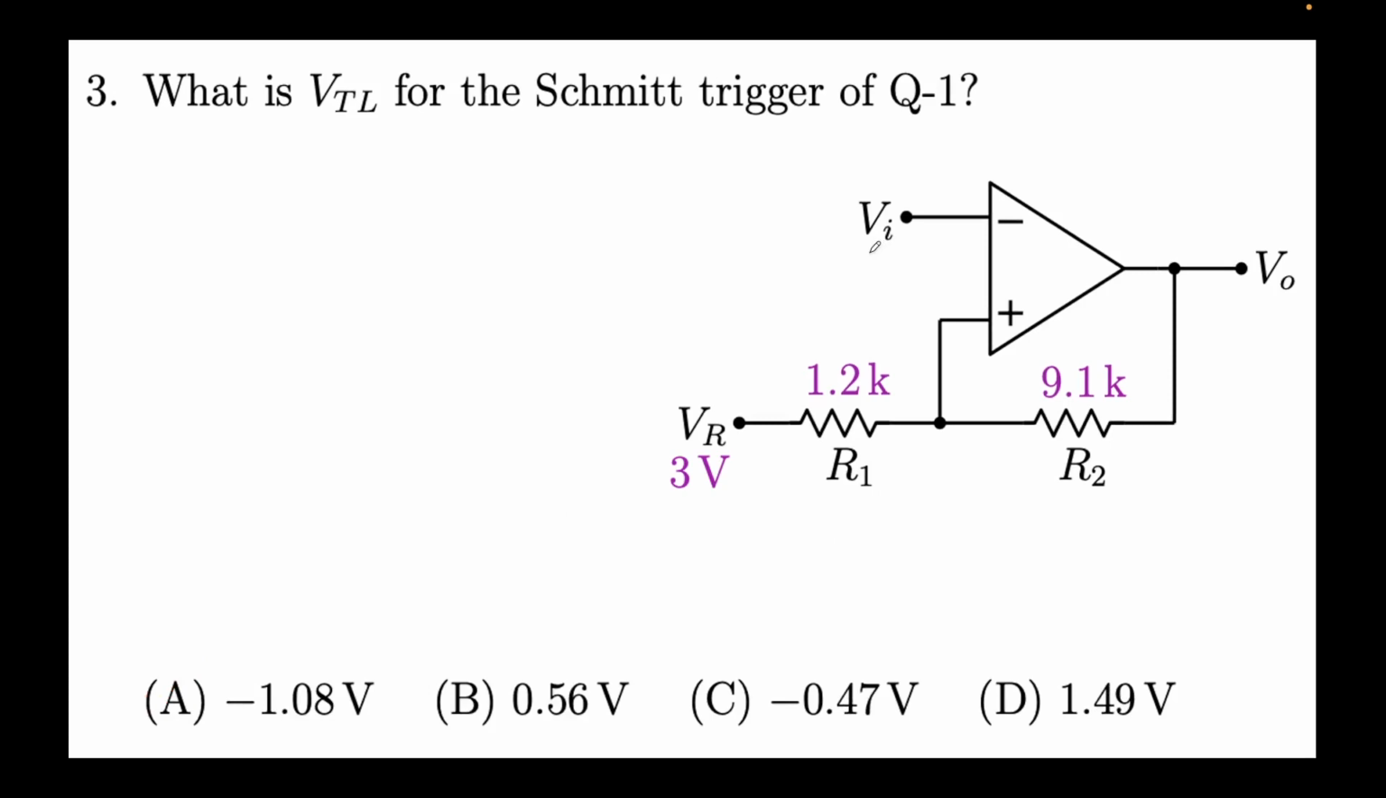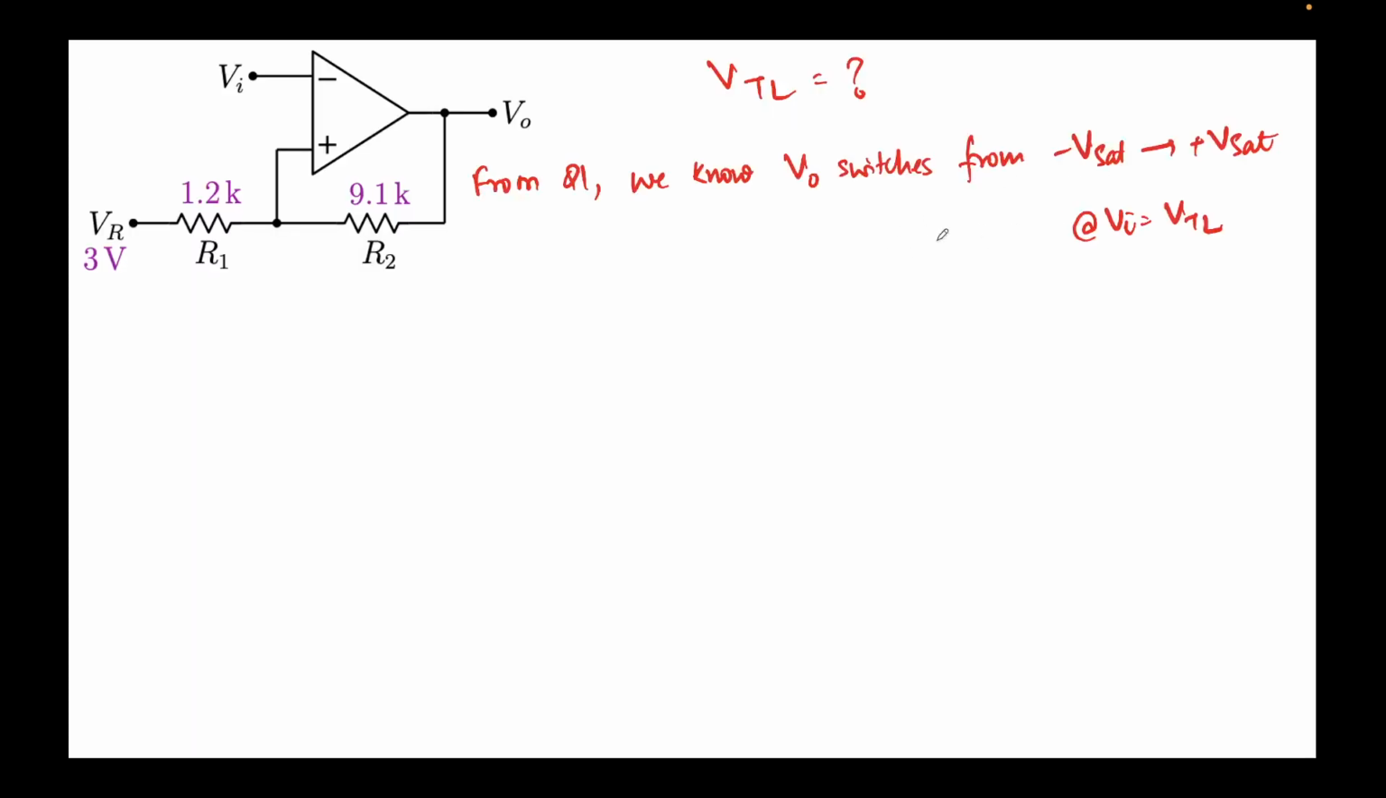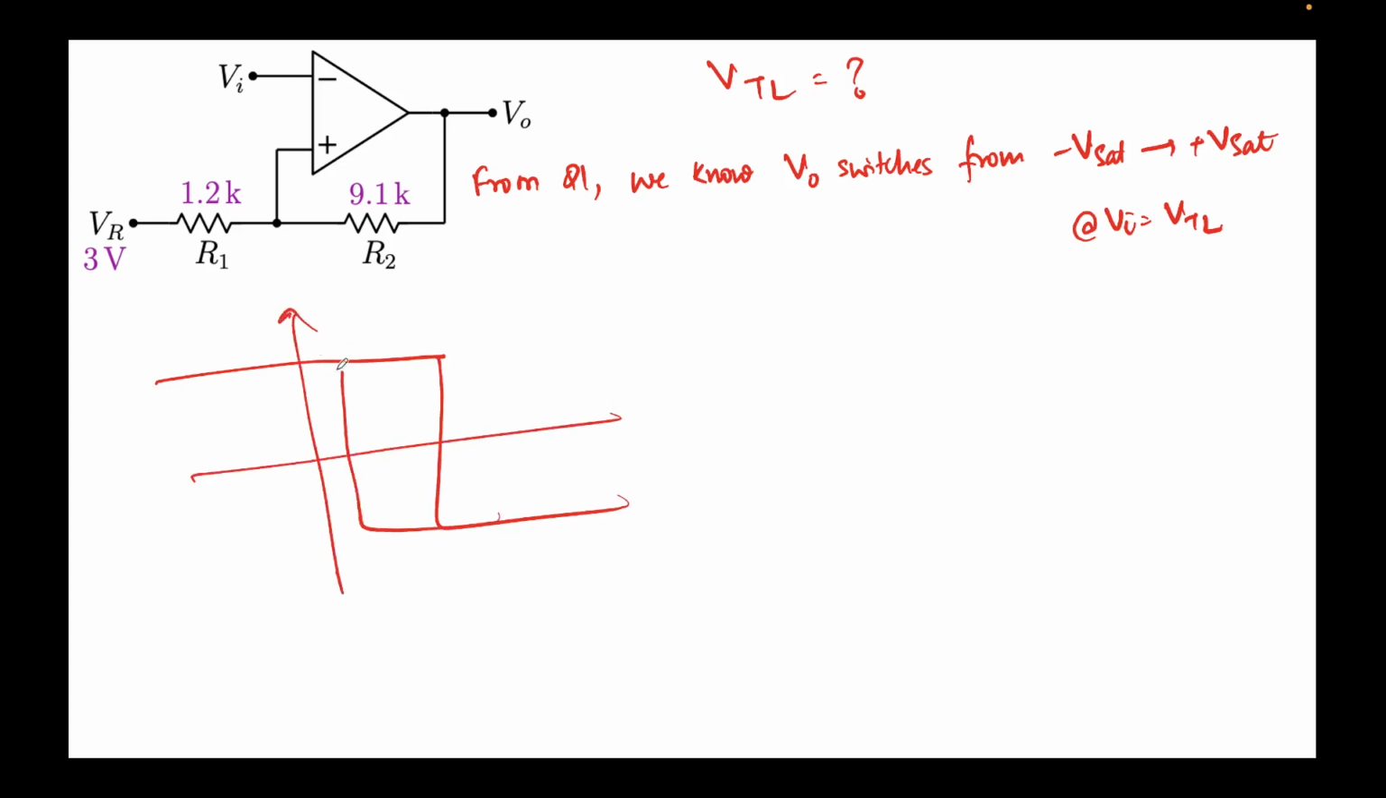In problem 3 now we are required to find the VTL. So how do we know that? From Q1 we know V0 switches at, this is what I am talking about. So remember, this is how it looks like. So this was VTL, this is going like this. Okay, so this was VTL, and VTL we evaluated switching from minus Vsat to plus Vsat.